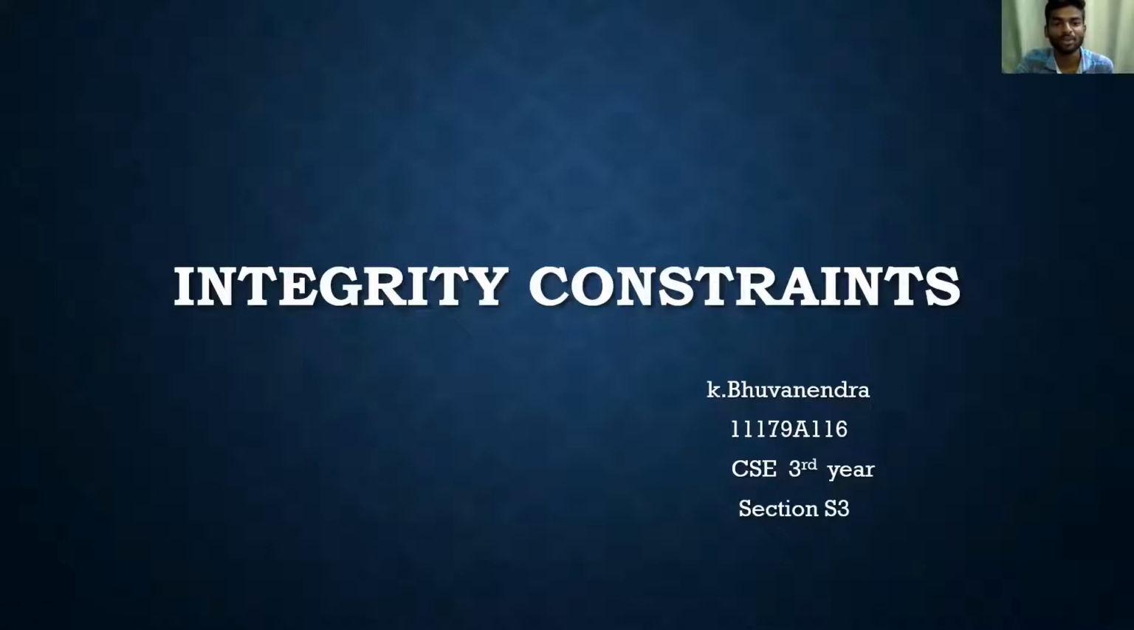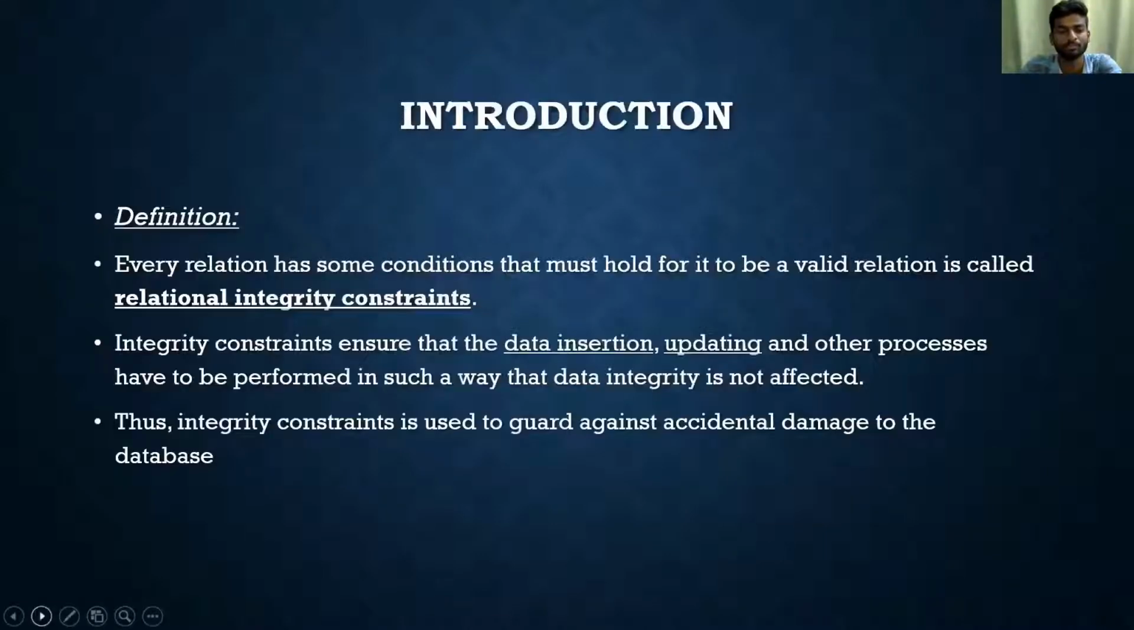Okay, friends, today my topic is integrity constraints. Now, introduction. Definition: every relation has some conditions that must hold for a valid relation. It's called relation integrity constraints. Relation integrity constraints means what? It is used to maintain the accuracy and consistency of data in a data relationship.